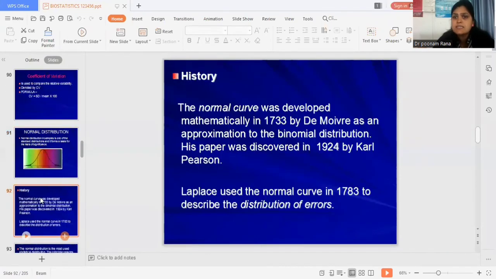So first, let's see the history. The normal curve was developed mathematically in 1733 by De Moivre as an approximation to the binomial distribution. This paper was rediscovered in 1924 by Karl Pearson. Laplace used the normal curve in 1783 to describe the distribution of errors.